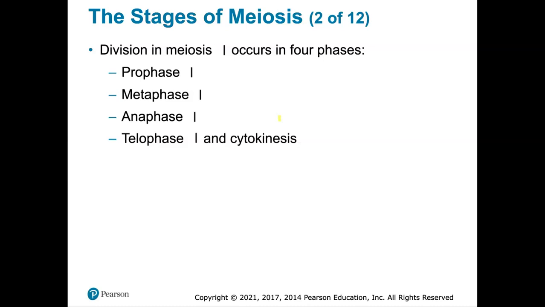All right, there are 4 phases of meiosis, and depending on if it's meiosis 1 or meiosis 2, we use prophase 1, metaphase 1, anaphase 1, and telophase 1 for meiosis 1, and then we use Roman numeral 2 if it's meiosis 2. Now, I'm going to stop here.